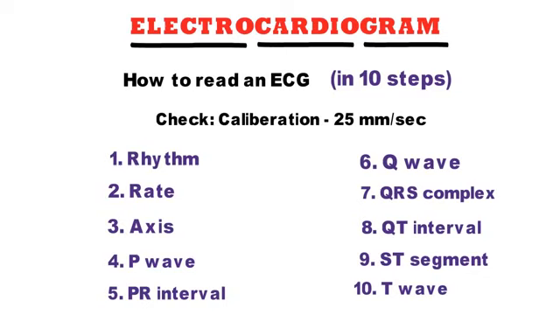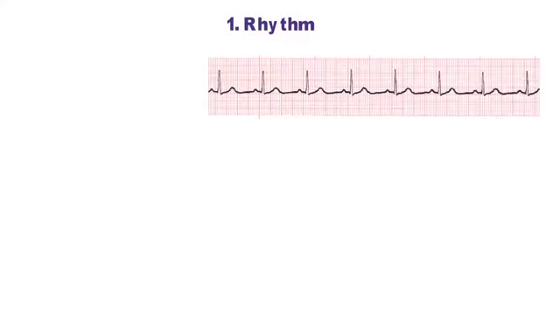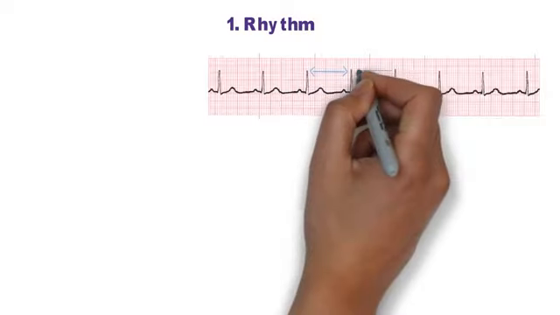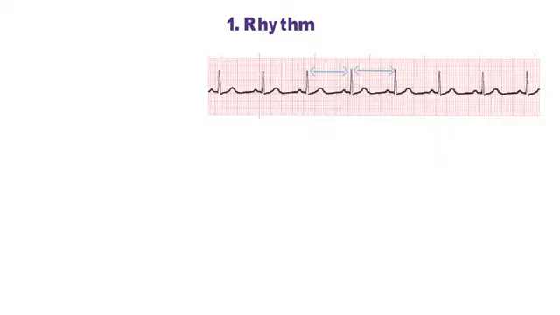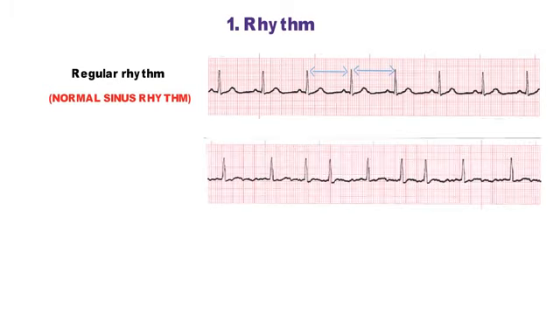So we'll discuss the ECG interpretation in this manner: rhythm, rate, axis, P wave, PR interval, Q wave, QRS complex, QT interval, ST segment and T wave. Now step 1 is rhythm. To check the rhythm, we check the RR interval. As in this ECG, the RR intervals are equal and there is a P wave before every QRS complex. So this is a normal sinus rhythm.